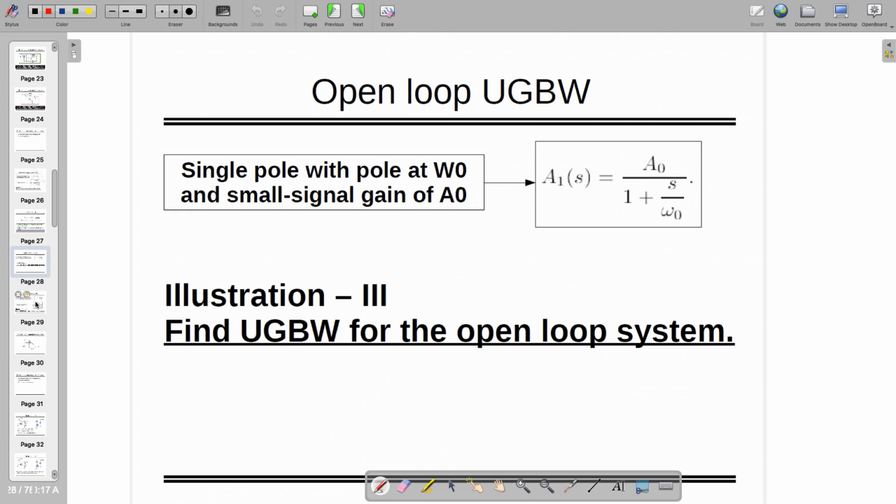Anyway, if it is a single pole with pole at omega 0, and small signal AC gain is equal to A0 divided by 1 plus S by omega 0, then you can find out the UGBW of the open loop system. By the way, UGBW is nothing but, right now the 3 dB pole is equal to omega 0 and the gain is equal to A0. If I draw the magnitude plot with respect to frequency, this is omega 0, and the value where it's going to cut this is equal to A0 times omega 0. That's the gain bandwidth, right? So the UGBW in this case, or GBW, is equal to A0 times omega 0. That was asked over here.